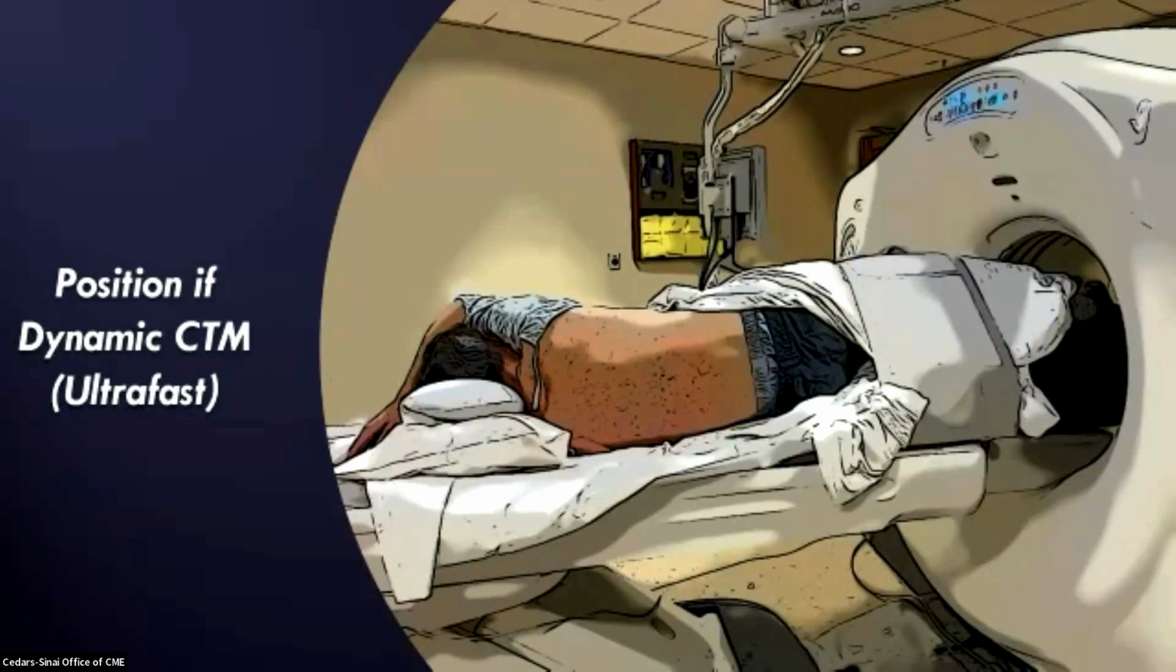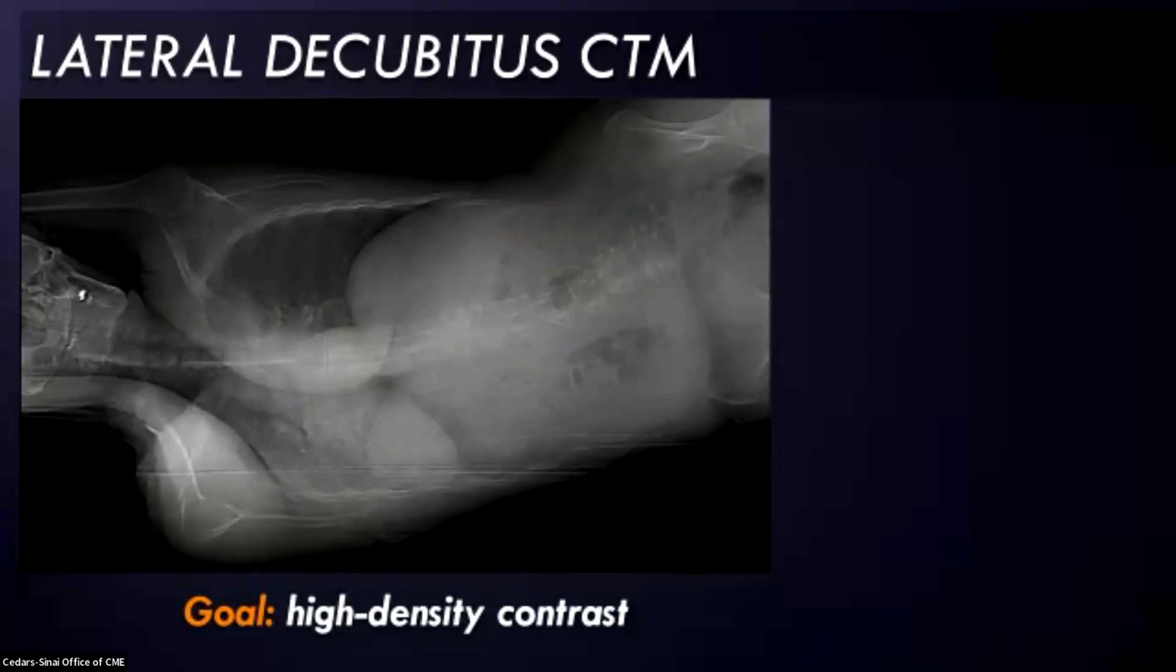Now, if you're going to do this the other way, in ultrafast, you don't want that trough because you want the contrast to continuously move down the spine. Again, some places will do it that way. We don't do it that way. But the goal is to get high density contrast along the lateral aspect of the thecal sac. So this is the localizer image, and you can see this white line here, which is high density contrast layering along the side of the thecal sac. It's very important to get the head up so that contrast doesn't go up into the head because it's not going to be useful there. You want it to be in the spine.